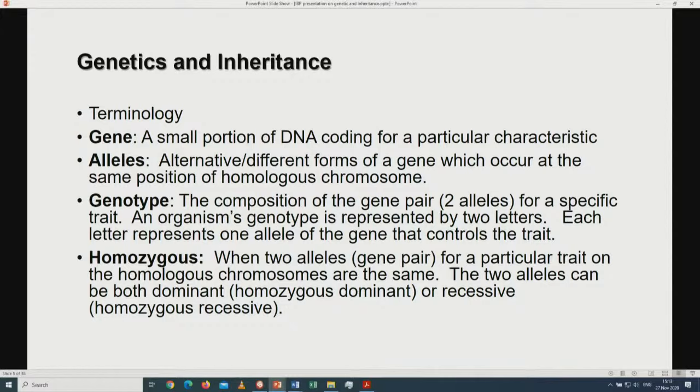Homozygous is when the two alleles of a gene pair for a particular trait on homologous chromosomes are the same. The two alleles can be both dominant, homozygous dominant, or both recessive, homozygous recessive. And when we write them, for the dominant we use a capital letter, and for the recessive we use a small case letter.